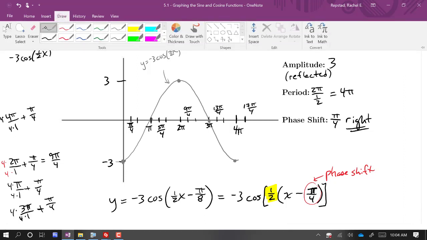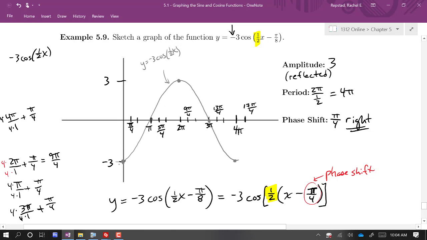Okay, now I will plot my points. I'm just moving each of these points over by that amount. There's that point, there's that point, there's that point, and there's that point. Okay, now there's the graph we wanted: -3 cosine of 1/2 x minus pi over 8.